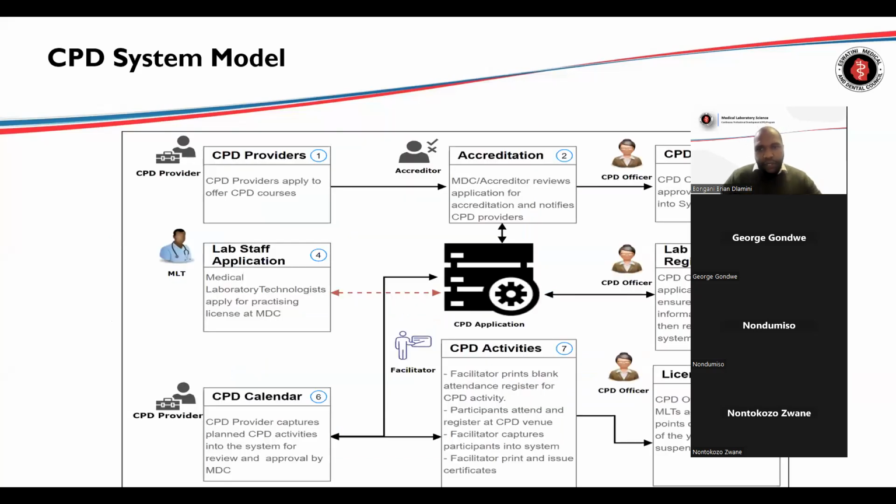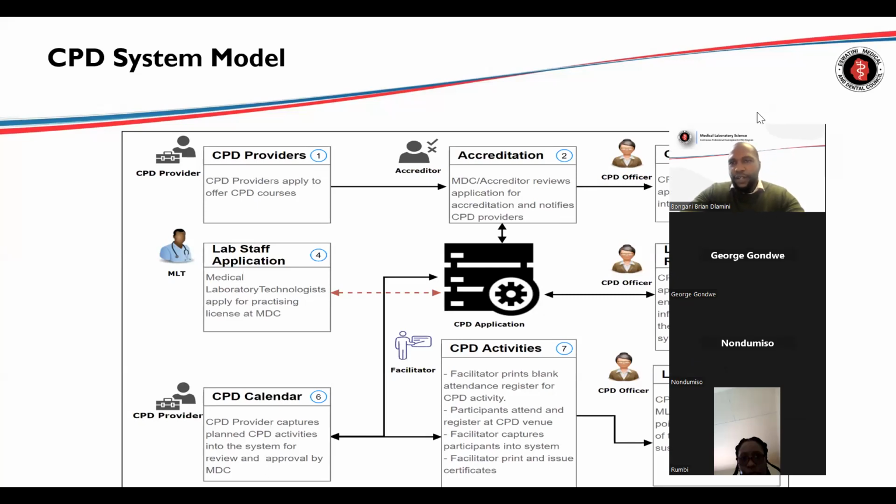So this is the model that we're using for our CPD implementation, like I've mentioned before. At the start, we have our CPD providers. These are institutions, public, private, or any other that is willing to give trainings to the laboratory. They apply to be CPD providers. On behalf of the EMDC, the Medical Laboratory Advisory Committee reviews the application and accredits them. Then the CPD officer notifies them of the accreditation status, whether they are accredited or not.